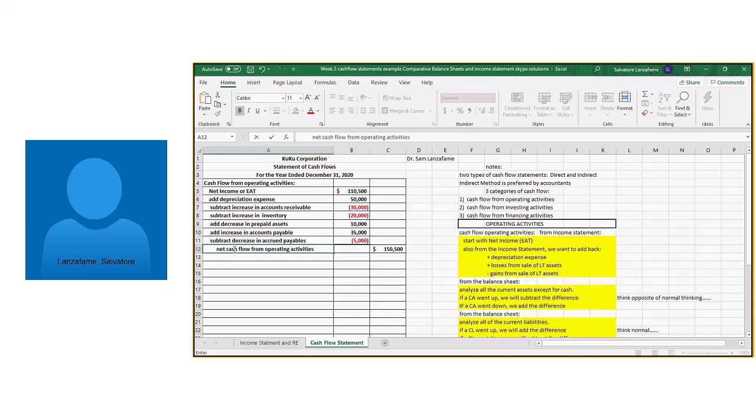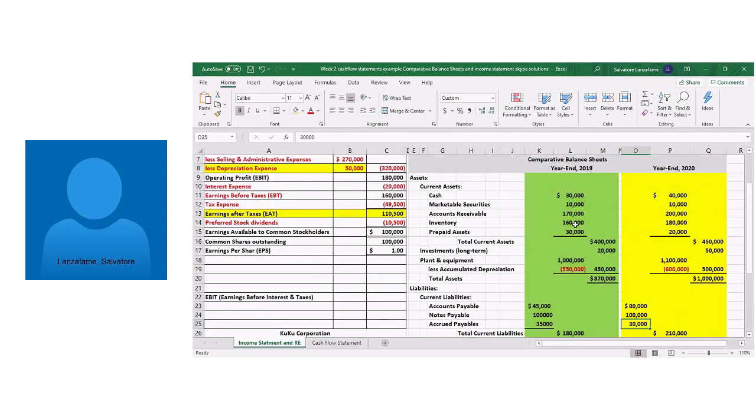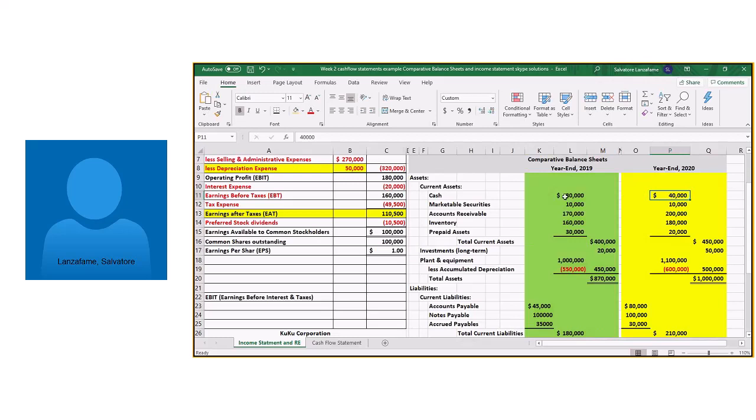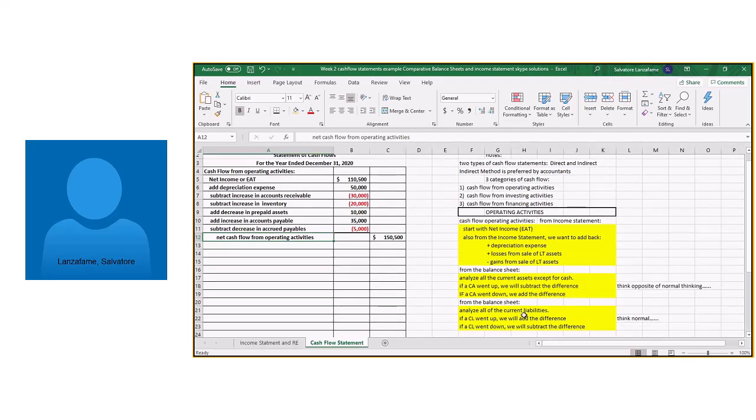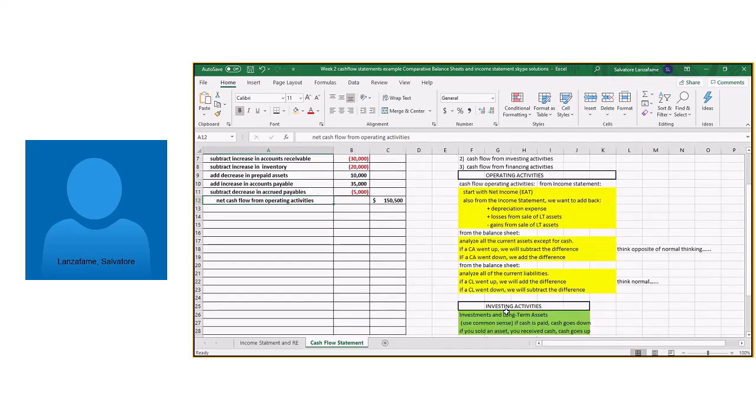Okay, so notice I've got 150,500 positive. If you remember, our cash flow went from 30 up to 40. So it went up by 10. So far, I have it going up by 150,500. So there's still a lot more to go. I need to end up with just 10,000 as my answer. So let's go to the next category, which is investing activities. So this is my cash flow from investing activities.